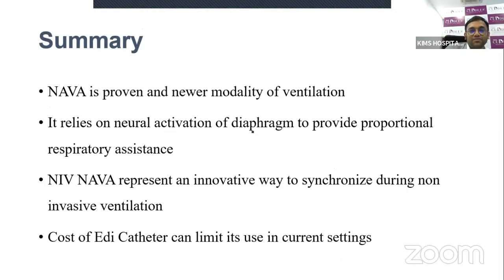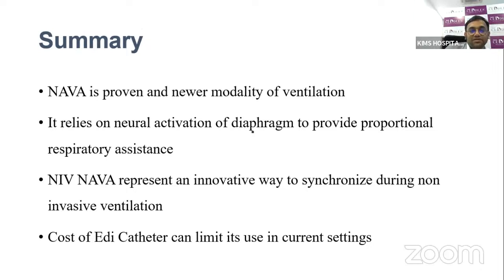So to summarize, NAVA is a proven and newer modality of ventilation. It relies on the neural activation of the diaphragm from the brain to provide an appropriate, proportional amount of respiratory assistance. By achieving the breakpoint, we adequately provide respiratory support, neither over ventilating nor under ventilating. And this is not based upon our experience or activity, it's based upon the baby's requirement from the brain.